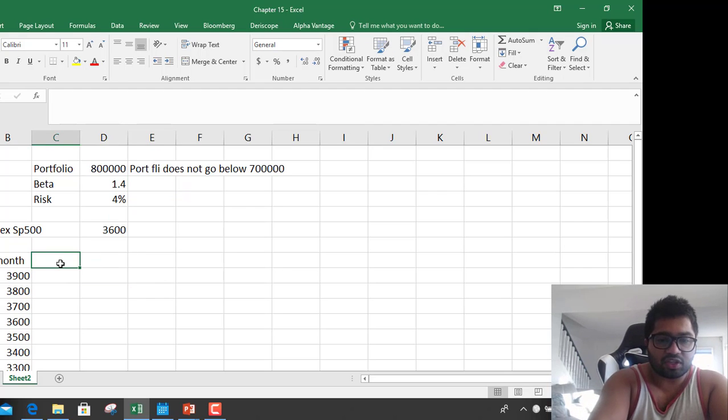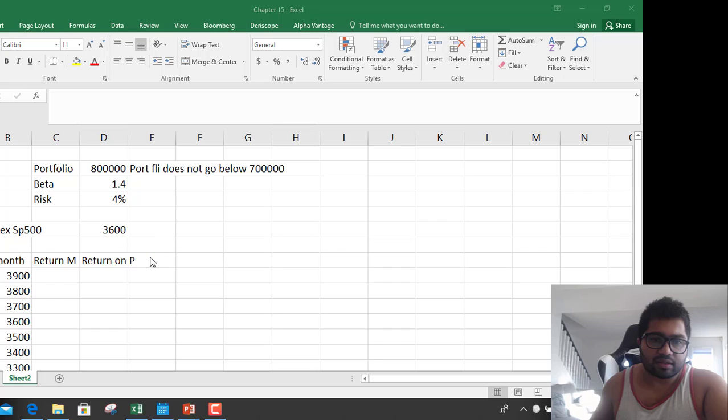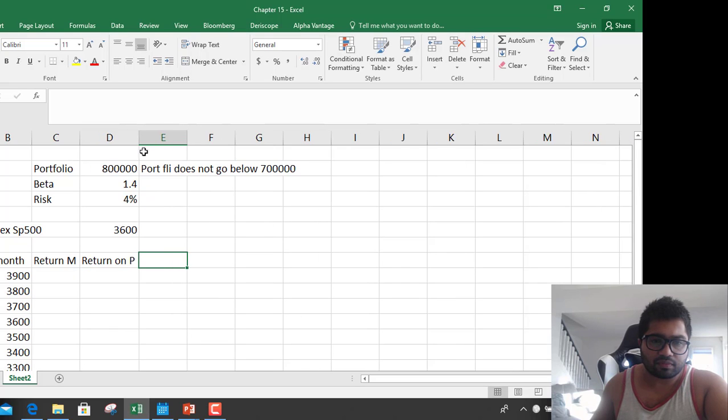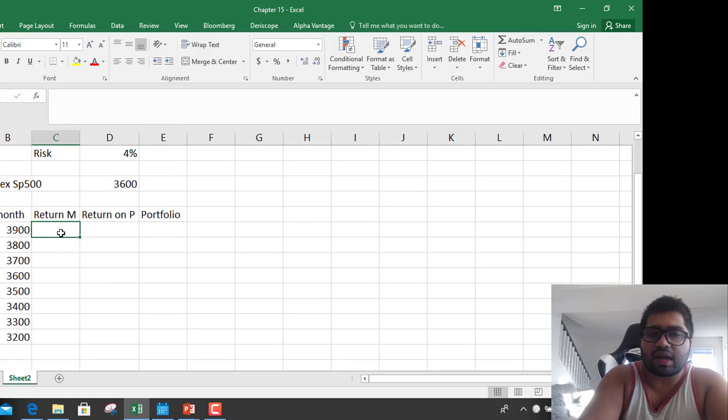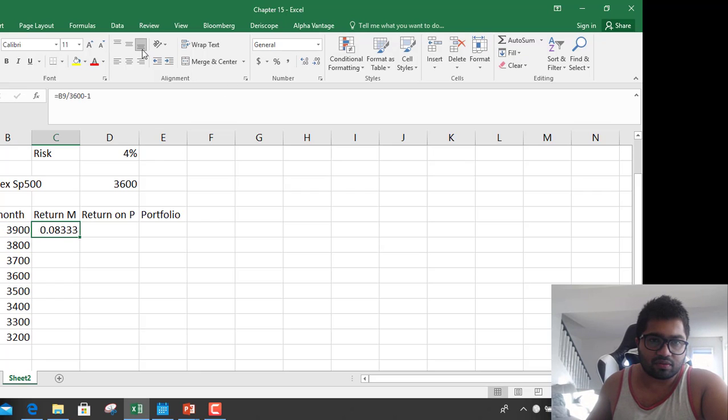So steps for that. First, find out returns on market. Then find out returns on portfolio. Then find out portfolio value. And we'll choose a strike price that corresponds to 700,000 portfolio value. So let's do that. Returns on market will be 3900 divided by 3600, the base price, minus 1. So 8.33%. I'll drag this down so you get returns.